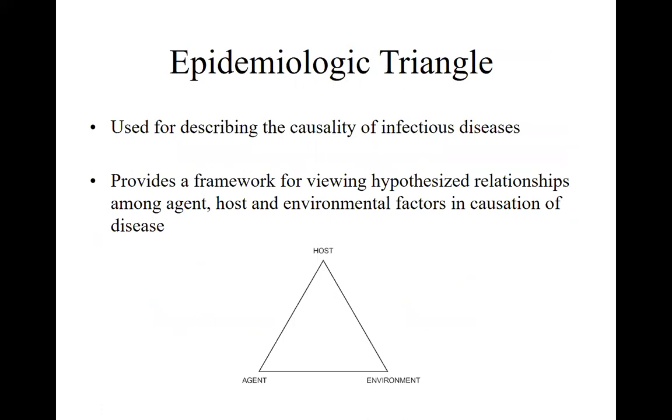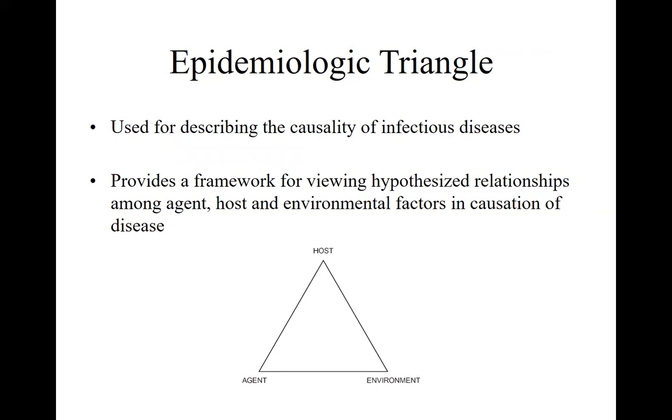Another contribution is the epidemiological triangle, and it's helpful for describing the causality of infectious diseases, and really provides a framework for viewing hypothesized relationships among the agent, host, and environmental factors. So I'm not sure if you're seeing my screen, but on the bottom right is the environment, and that is defined as the domain in which the disease causing agents may exist, survive, or originate. And it consists of all that is external to the individual human host.